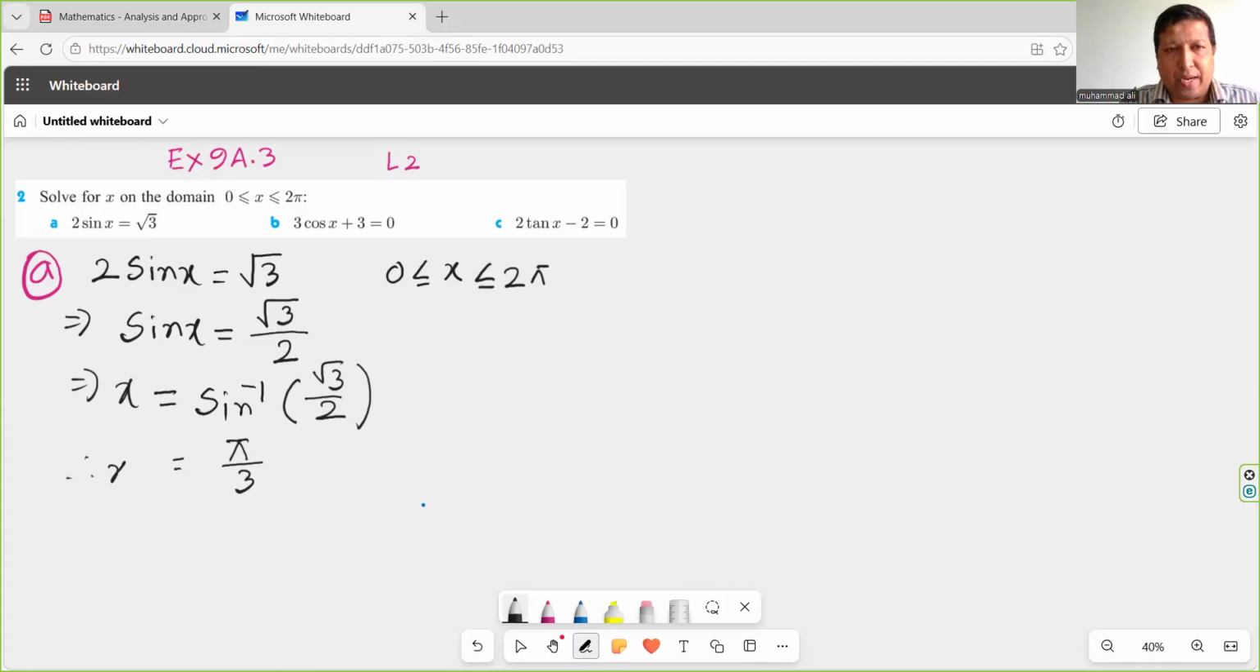Definitely it is an acute angle. So our interval or domain is x greater than or equal to 0, less than or equal to 2 pi. So this is all. That one is sin, that one is tan, that one is cos. Sin is positive in the first quadrant, also positive in the second quadrant. So how will we get the second value?